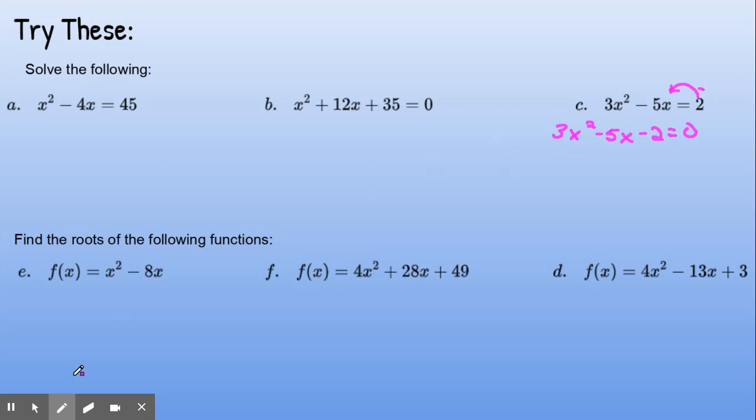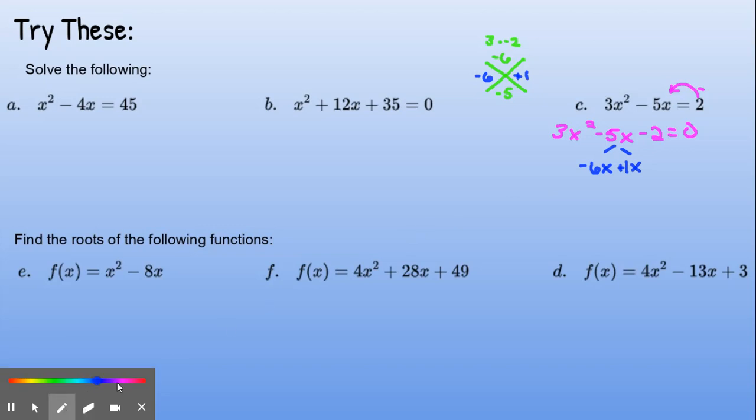So I'm going to start by doing my diamond method. So I'll do that up here. Multiply 3 times negative 2. That gets me a negative 6. So again, I just multiplied the a and your c constant. Has to add to the middle term, which is negative 5. So values that multiply to negative 6 that add to a negative 5 would be a negative 6 and a positive 1. So that's what I'm going to split this middle term to.